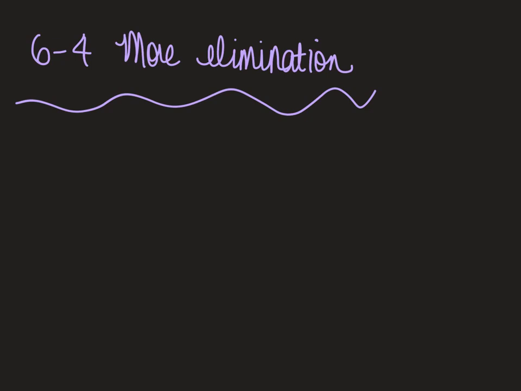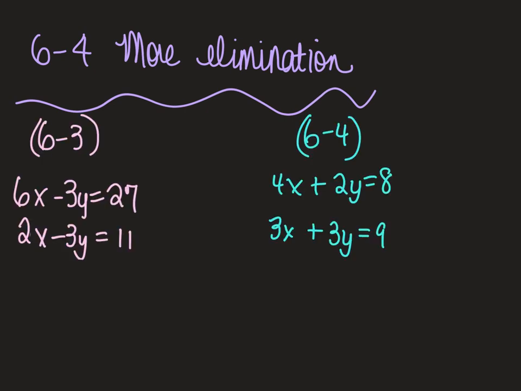Today's video is Chapter 6, Lesson 4, More Elimination. Let's take a look back at Lesson 3. In Lesson 3, the book naturally gave us one coefficient that was the same. They might not be the same signs, but that was an easy fix. But we were looking for coefficients that matched.